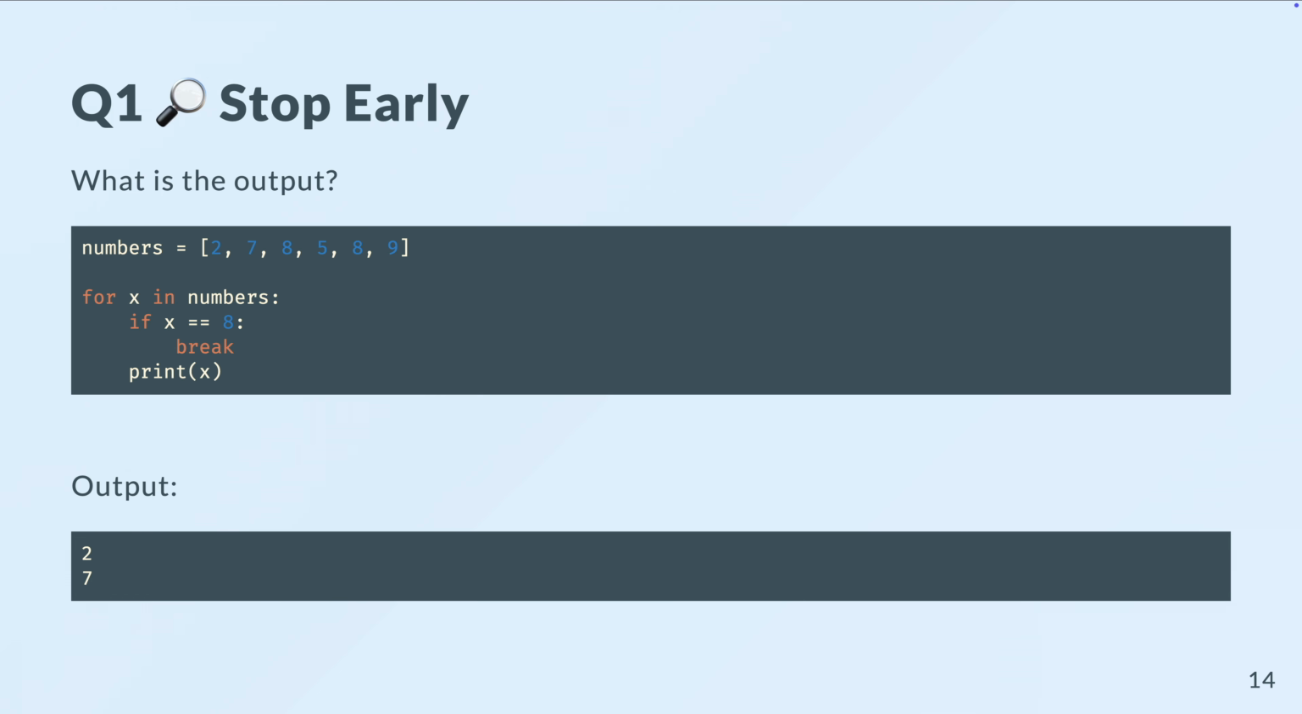Let's check. The output is 2, then 7. Because the loop prints 2, prints 7, then x becomes 8. When x becomes 8, break runs, and the loop stops.